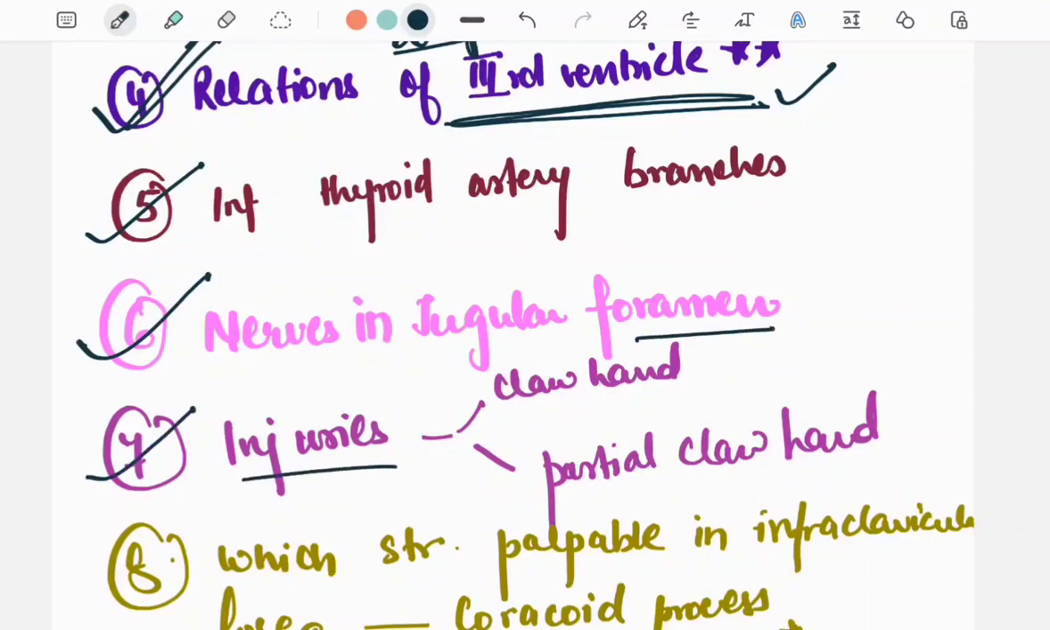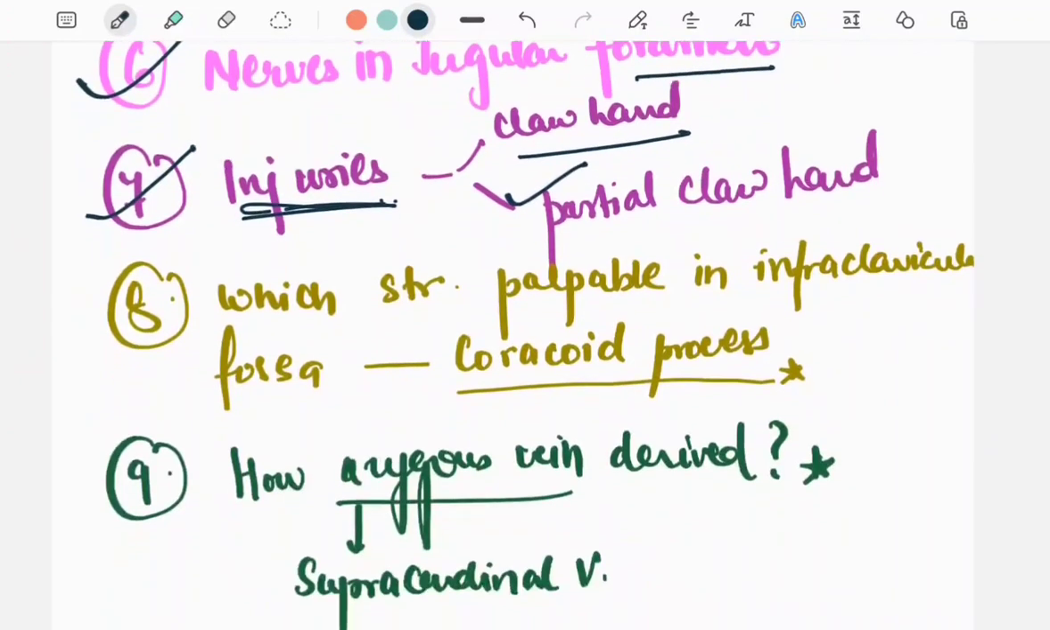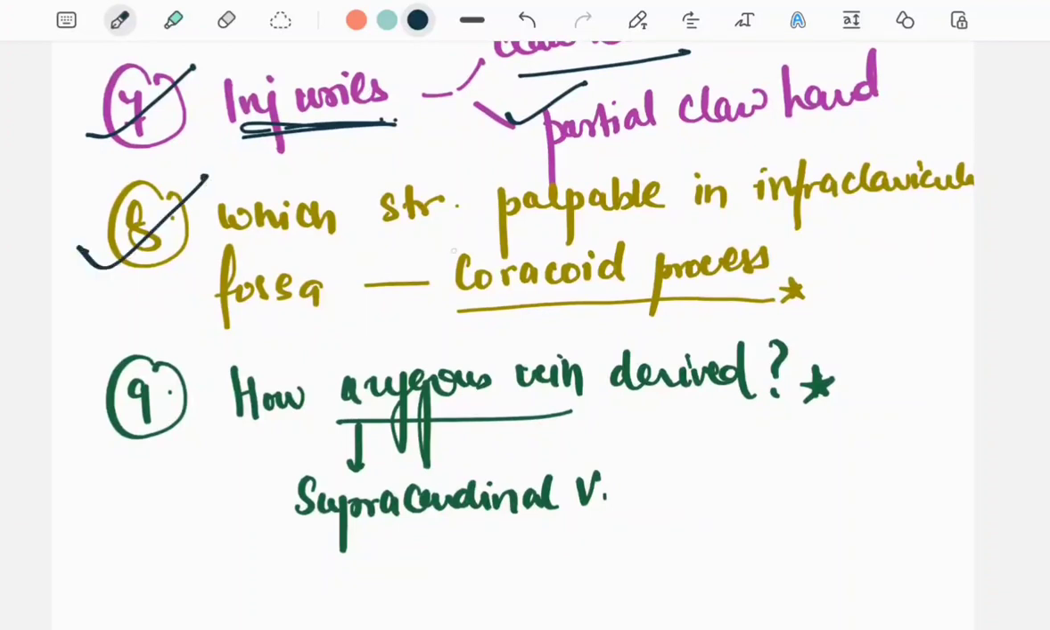Then injuries of the hand, again they are asked, like claw hand will be caused by which nerve injury, partial claw hand. And there was this question, which structure is palpable in infraclavicular fossa? So the answer is coracoid process. So you should know the diagram of scapula.